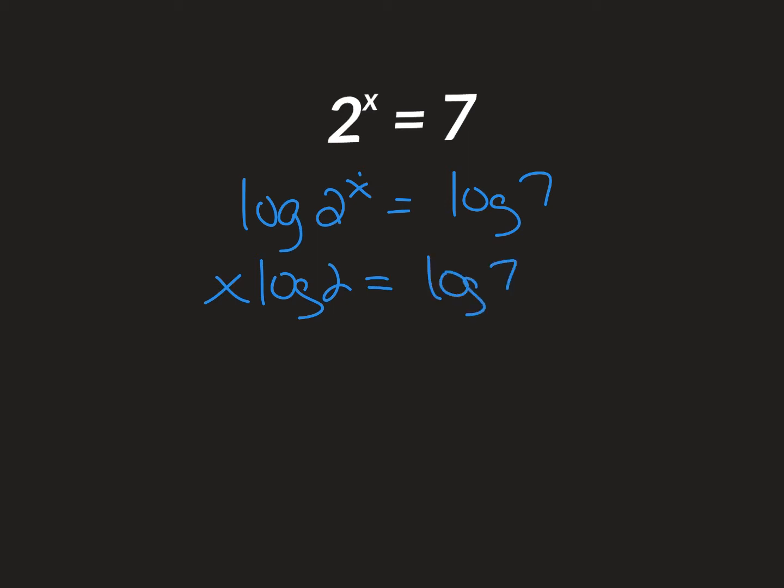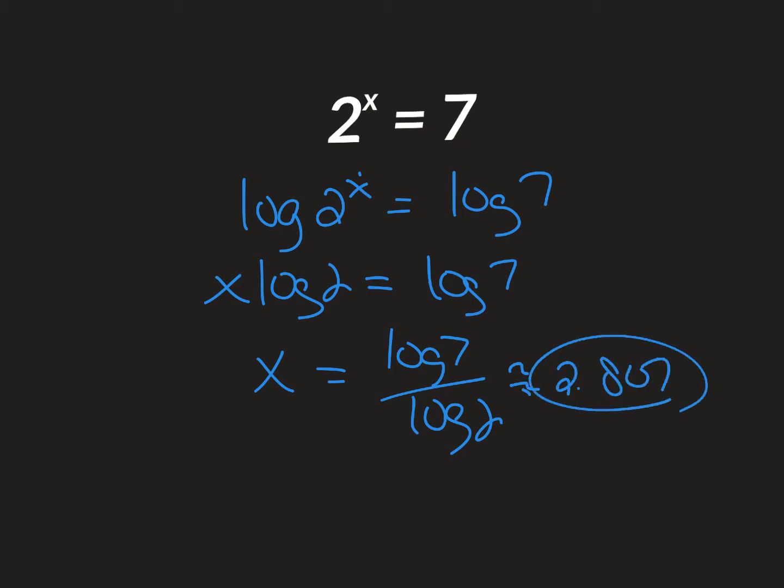the log. And then to get the x isolated, since it says x times log 2, I'm just going to divide both sides by log 2. So I have log 7 divided by log 2. Then I'm just going to take my calculator and punch in log 7 divided by log 2, and it gives me approximately 2.807.